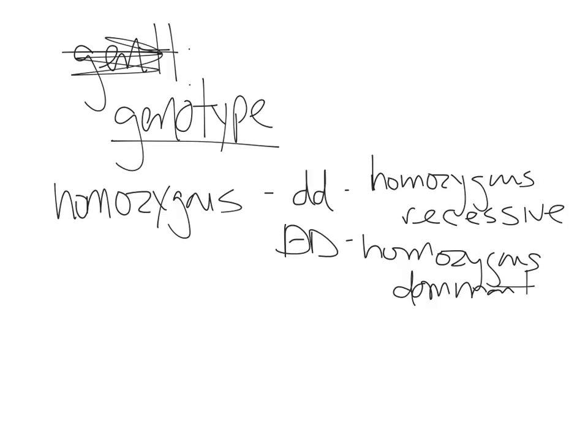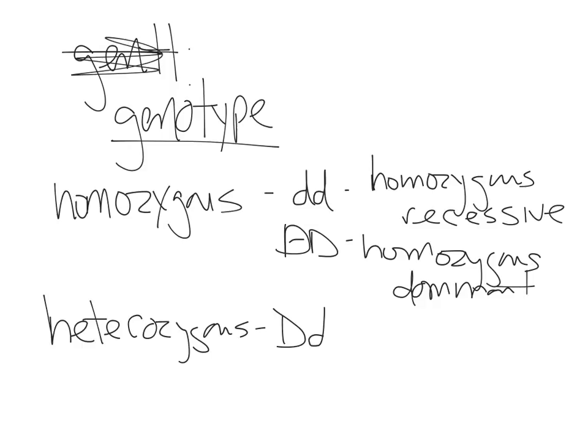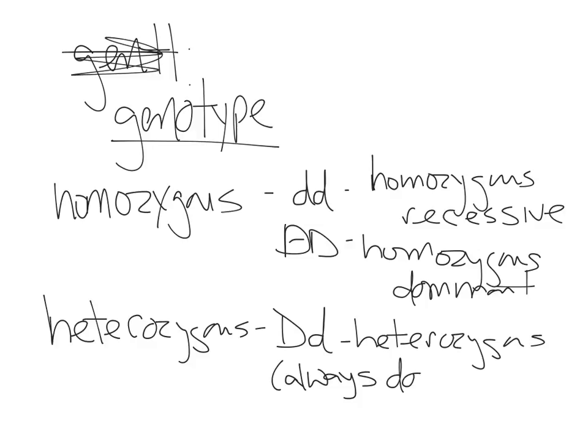Okay. The other term that we're going to talk about is heterozygous. Okay. Heterozygous is when the alleles are not the same. So capital D, lowercase d, that is heterozygous. Okay. And that is always dominant expressed. So you don't have to say heterozygous dominant or heterozygous recessive. If there is a dominant trait, that is the trait that is going to be expressed.